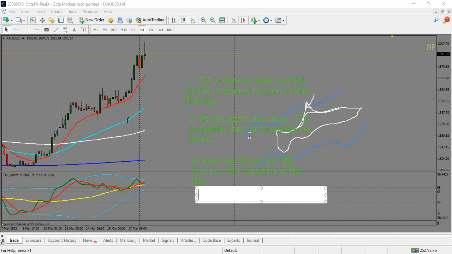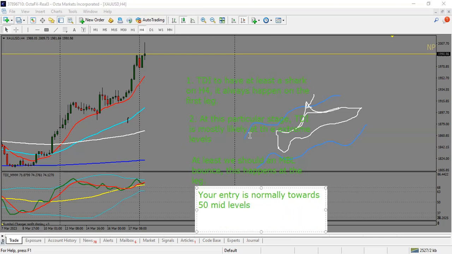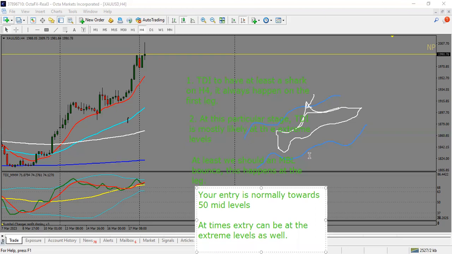So the fourth one is your entry is normally towards the 50 mid-level on the second leg. But that does not mean that your entries can't be at extreme levels also. So at times, entries can be at the extreme levels as well. Have you written this down? Yeah, I'll take a picture of it.